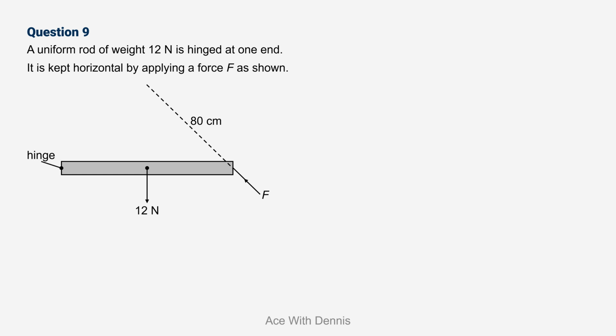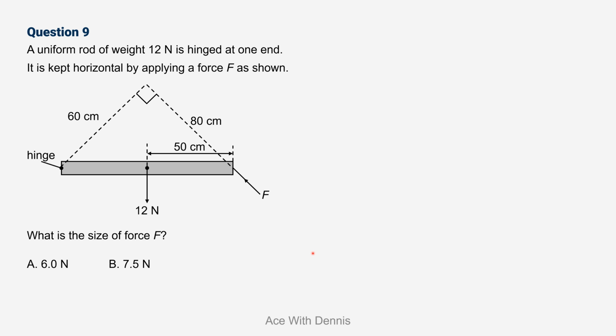So we extend the line here, and this is 80 centimeters perpendicular with another line towards the hinge, and this length is 60 centimeters. This distance is 50 centimeters. What is the size of force F? A 6.0 newtons, B 7.5 newtons, C 10 newtons, or D 12 newtons.